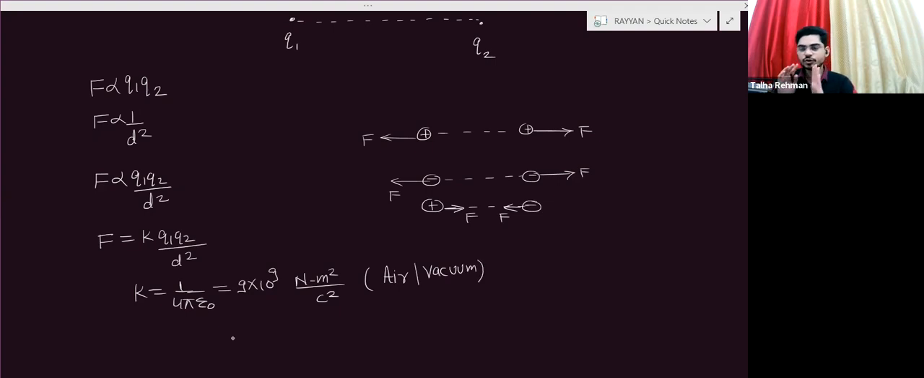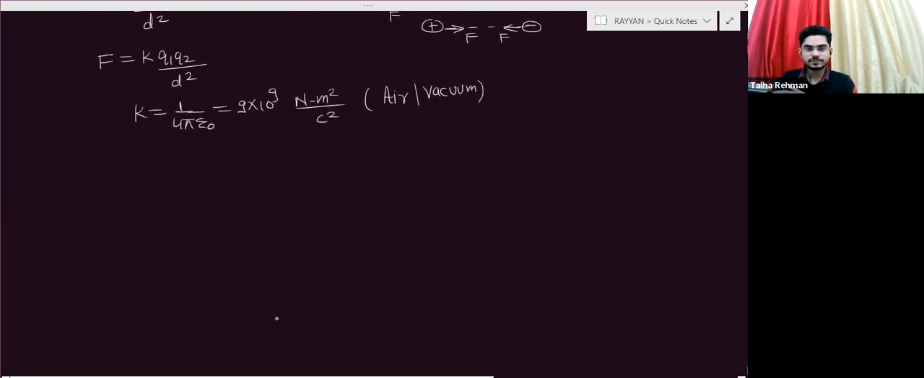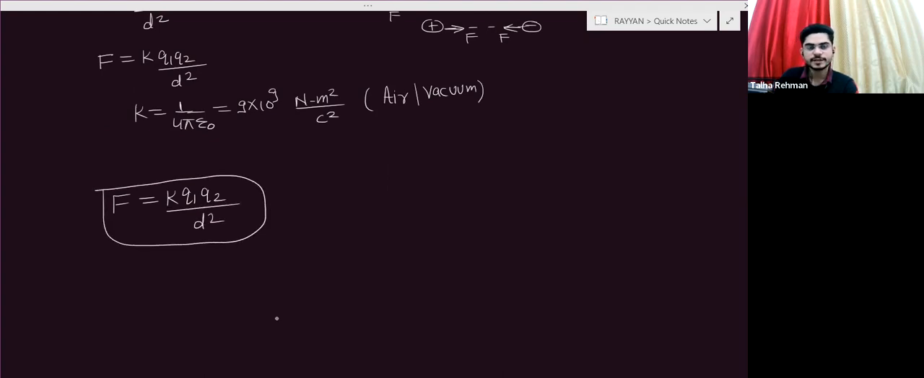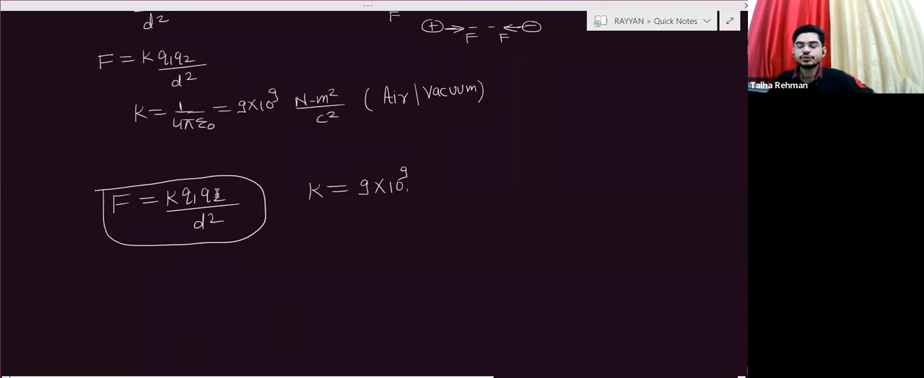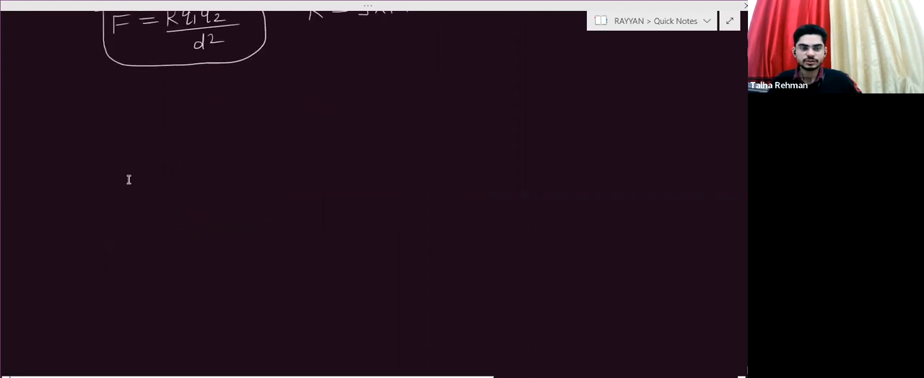Okay. So basically what you have to do, you have to remember this formula. F is equal to k q1 q2 divided by d square. This formula we will use today, and the value of k you should know, that is 9 into 10 to the power 9. And what are q1 and q2? q1 and q2 are the two charges. d is the distance between the two charges. Okay, so first question.